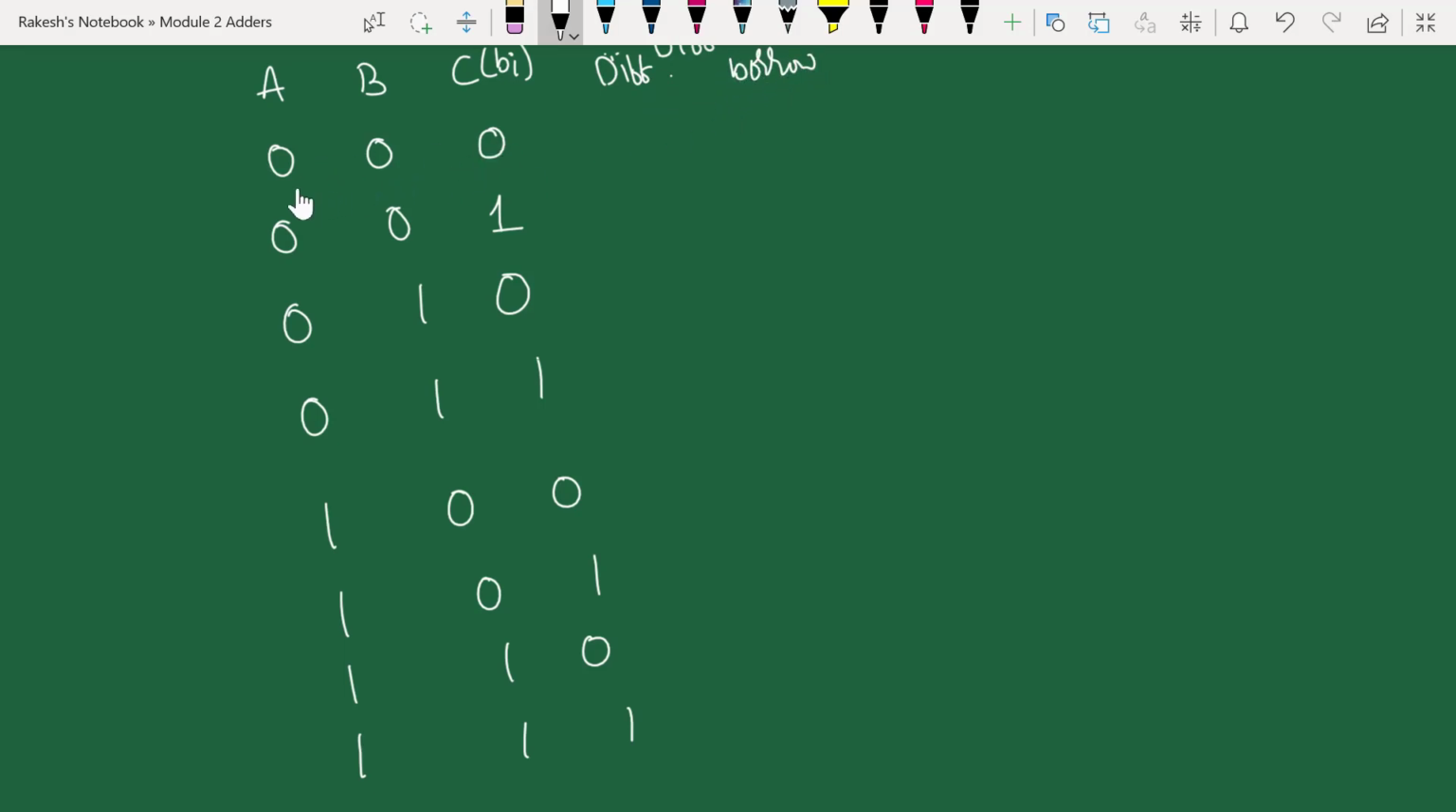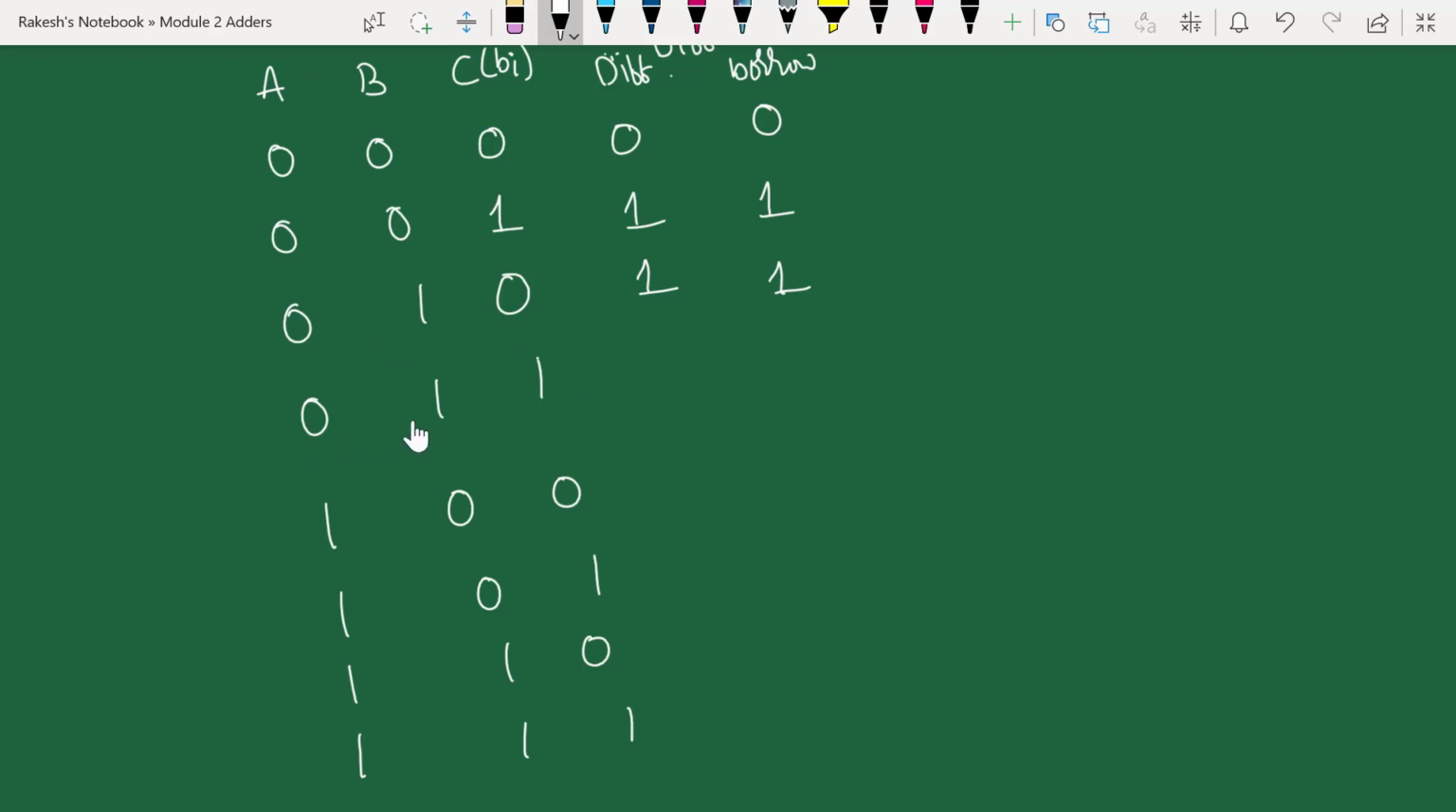If I take here 0 minus 0 minus 0 will be 0, that means difference 0, borrow 0. In this case your A is involved in the borrow operation. That's why you can see there is a borrow. That means you have to subtract 1 also. So 0 minus 0 will be 0, 0 minus 1 means you cannot subtract, you have to take borrow. That means you are having borrow here. When you take the borrow, it becomes 10, 10 minus 1 will be 1. Similarly, if you take 0 minus 1, not possible, you have to take borrow. That means borrow will be 1. That means 10 minus 1 will be 1, 1 minus 0 will be 1.